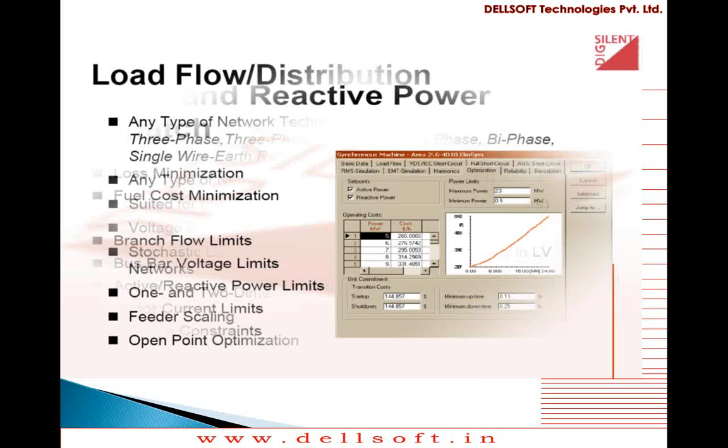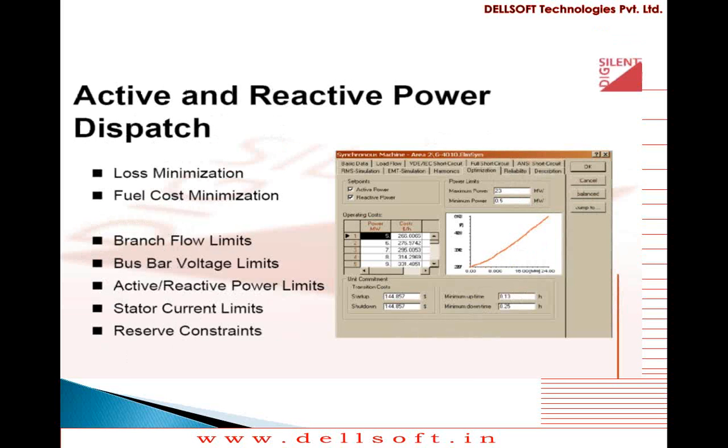Active and reactive power dispatches, generally we give to our generation part of the system. We can also give limits to minimize our losses, fuel cost, branch flow limitations, bus bar voltage limitations, active and reactive power controlling limits, stator current limitations, and reserve constraints. So these are some basics through which we can analyze our generation part and also control our system and the flow throughout the system. These basic features, including the dispatch of power, are present in the software.